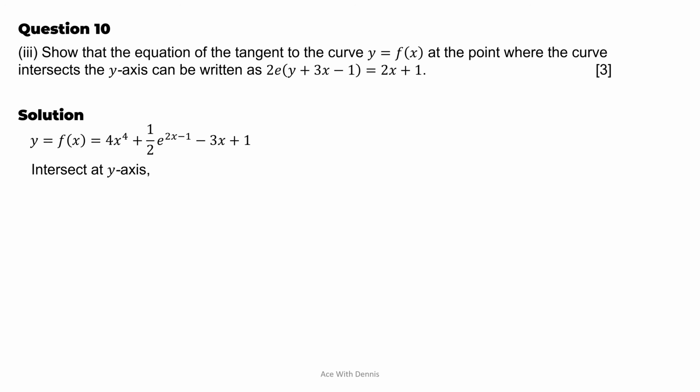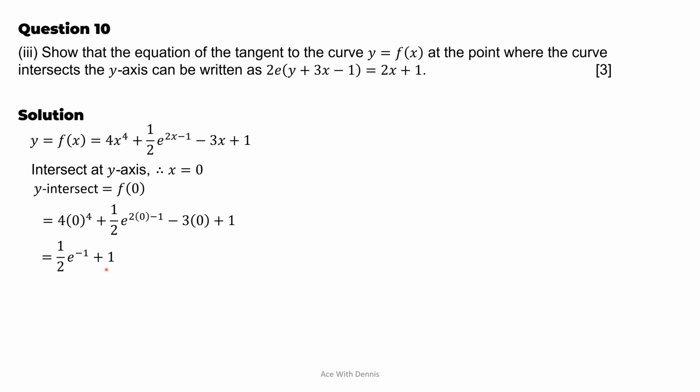So it intersects the y-axis, therefore x equals 0. Now, the y-intercept will be f(0), which means that we just substitute x equals 0 into this equation. So we will get half e to the power negative 1 plus 1. Be careful here. When you substitute x equals 0 into this term, it doesn't mean this whole term is 0. It will be this value. Then we calculate, we get 1 over 2e plus 1.